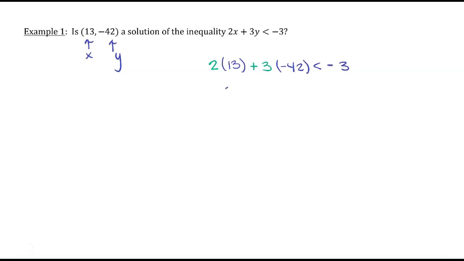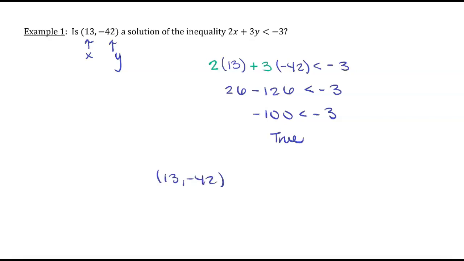2 times 13 is 26, and 3 times -42 is -126. A positive 26 and a negative 126 combined is -100. So the question is, is -100 less than -3? Yes, it is. This is a true statement. So the ordered pair (13, -42) is a solution. When we substituted it into the inequality, we got a true statement. Now let's talk about graphing these inequalities.